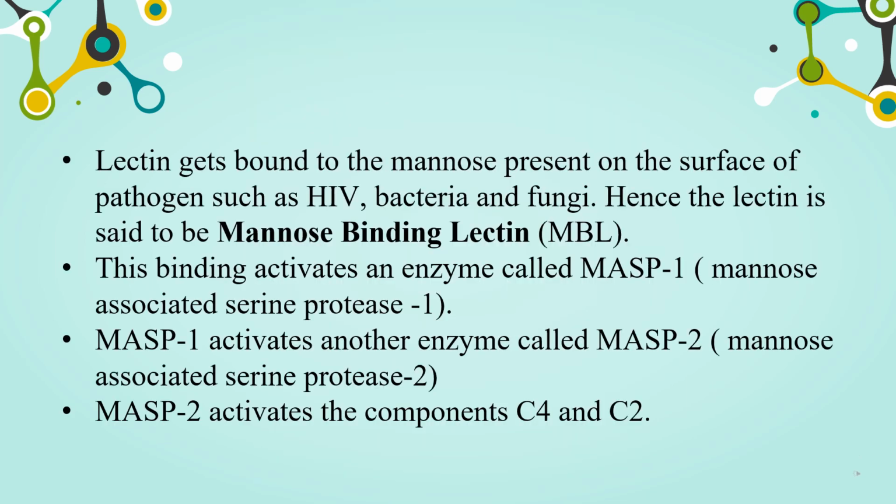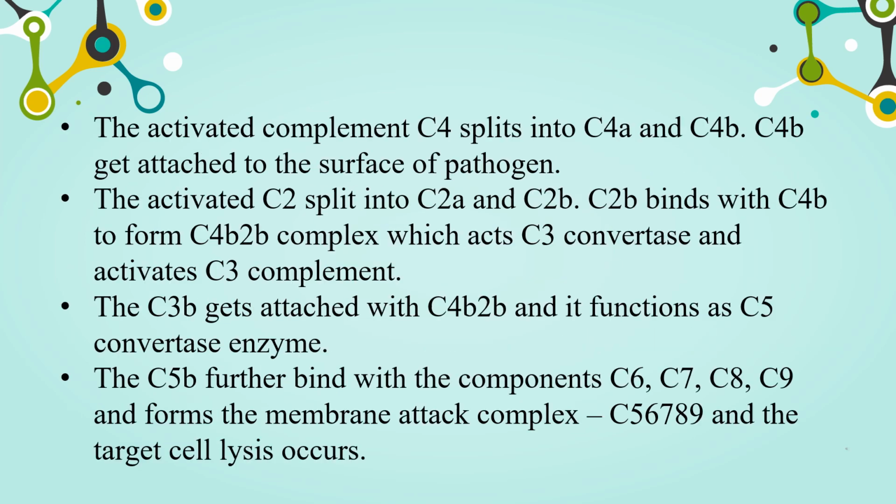Lectin gets bound to the mannose present on the surface of pathogens such as HIV, bacteria and fungi. Hence, the lectin is said to be mannose binding lectin. This binding activates an enzyme called MASP1, that is mannose associated serine protease 1. MASP1 activates another enzyme called MASP2, that is mannose associated serine protease 2. MASP2 activates the components C4 and C2. The activated complement C4 splits into C4a and C4b. C4b gets attached to the surface of the pathogen.